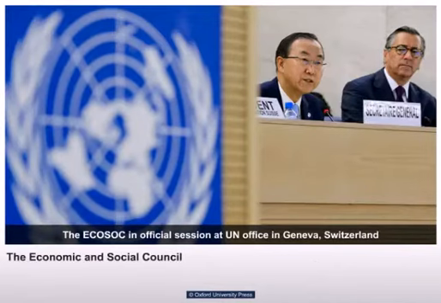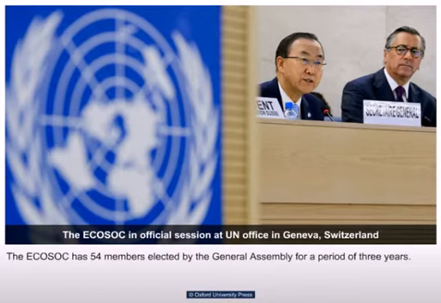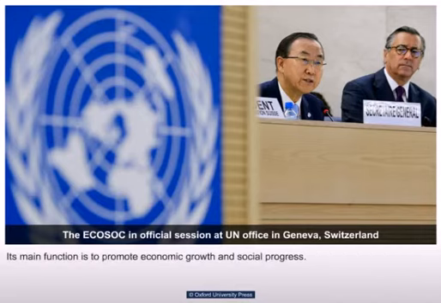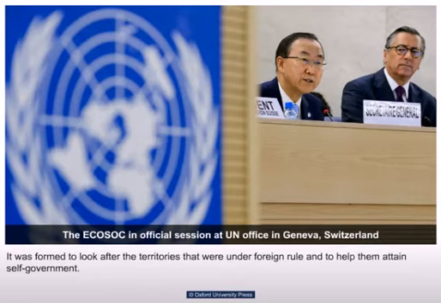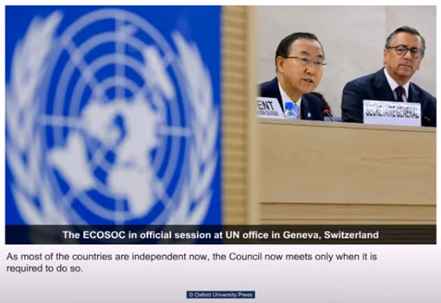The Economic and Social Council. The Ecosoc has 54 members, elected by the General Assembly for a period of 3 years. Its main function is to promote economic growth and social progress. The Trusteeship Council. It was formed to look after the territories that were under foreign rule and to help them attain self-government. As most of the countries are independent now, the Council now meets only when it is required to do so.